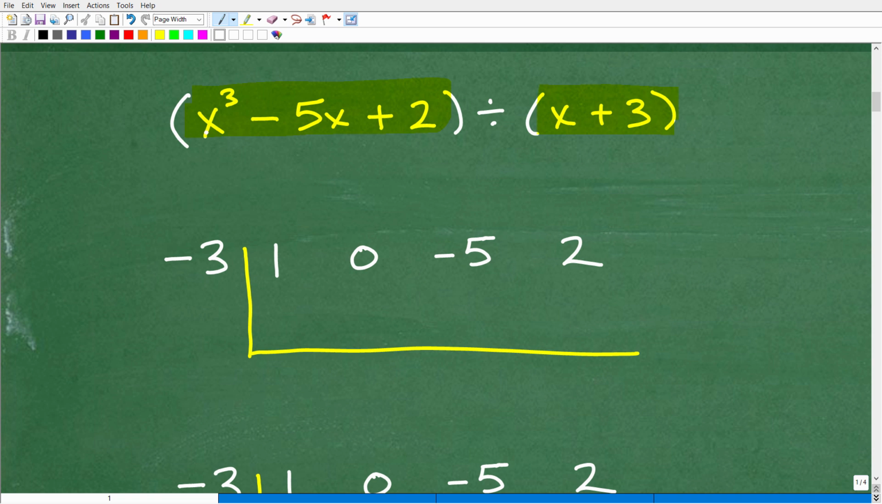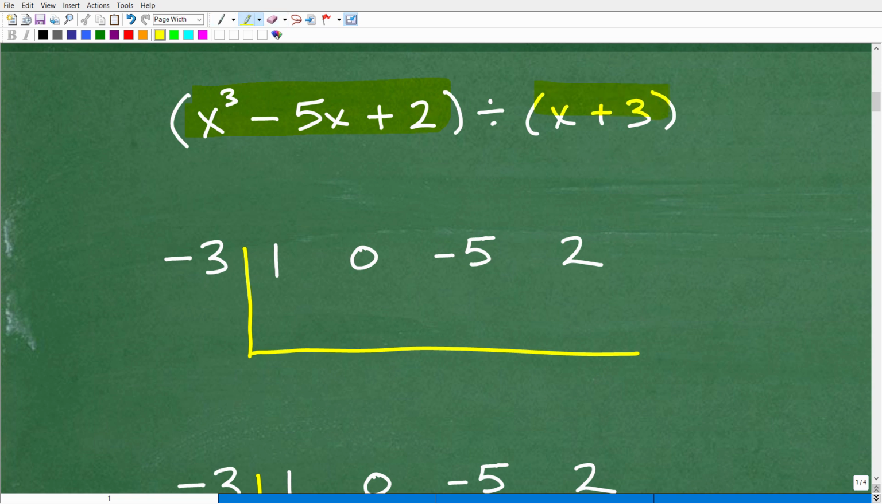But anytime we're dividing one polynomial by another, and the polynomial that we're going to divide by is what we call a linear factor, right? So you can see here, this is x plus a number or x minus a number. We're not talking like x squared. It's linear. In other words, it's x plus some number again, or x minus some number. This is what we call a linear factor.